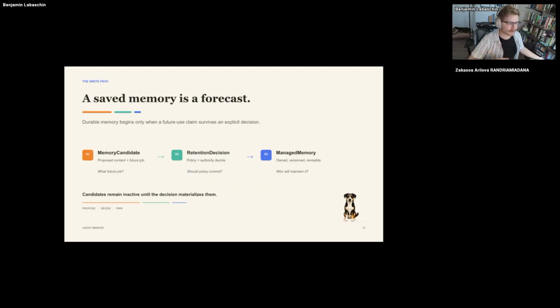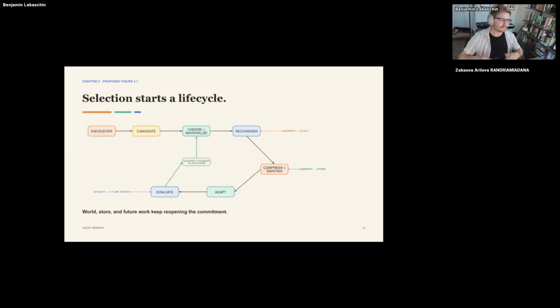Every new insert into a chat that you're having with Claude could be a memory candidate, but it has to decide, should I retain it? And then once it has been retained, the question is, where is it owned? Should it be revisable? Should it be versioned? All of these are things we have to think about. And in that vein, we can think about memories as having a life cycle. You encounter a memory, it is a candidate, you can choose to materialize and keep it, and at some point you can reconsider its usage. You can evaluate it, adapt the memory, compress it. All of these are part of the life cycle.